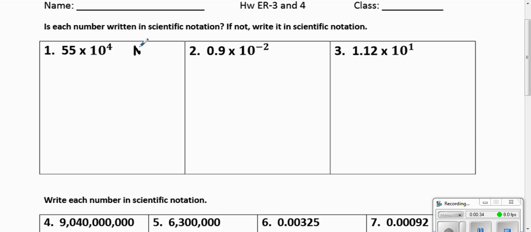So you put a no, not in scientific notation. In order for this to be in scientific notation, this first number has to be between 1 and 10. If there's a decimal at the end of the number 55, you would have to make this number smaller by moving the decimal to the left. If you move this decimal to the left once, you made the number smaller.